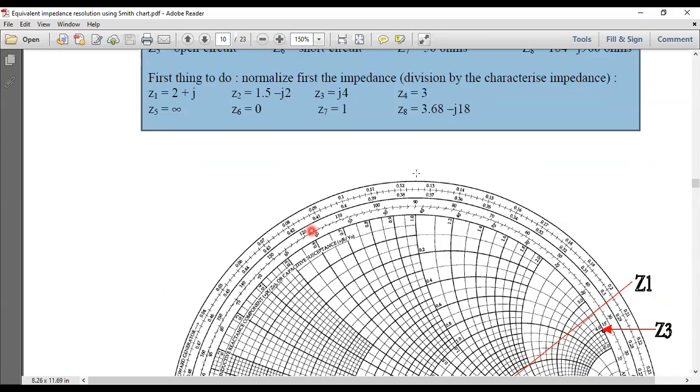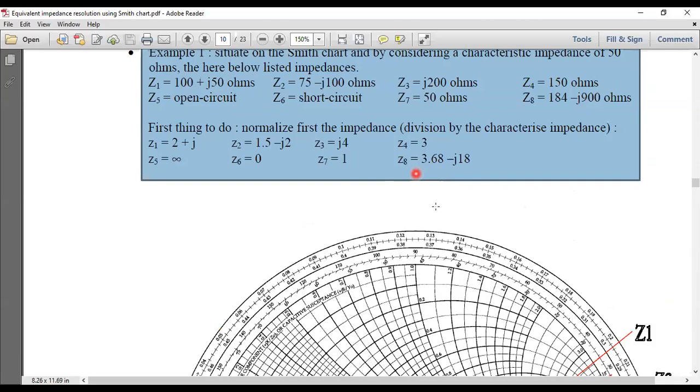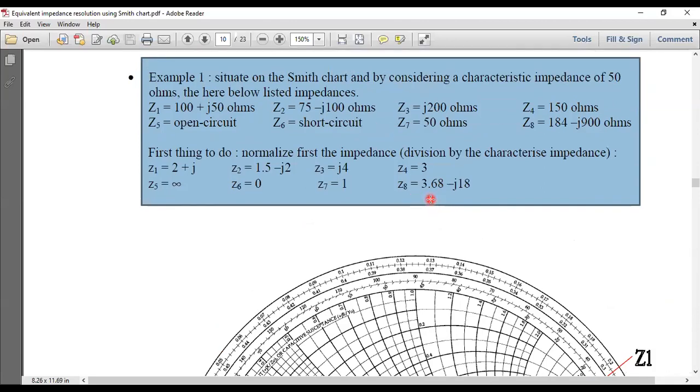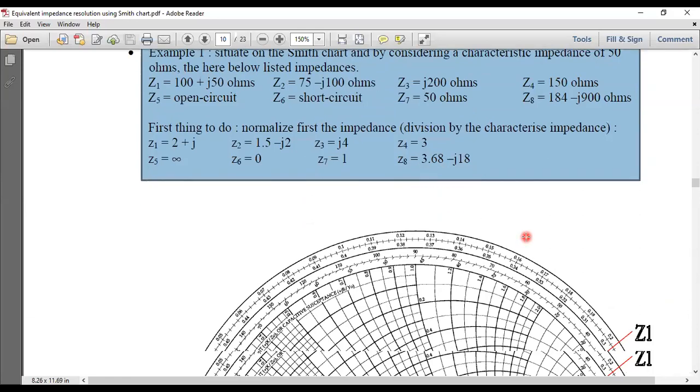Then the last one. Now the last one is somewhat critical. Here you have to take some approximation. 3.68. In the problems you get such numbers. So how can you do the approximation? That is required here. 3.68 minus J18. So if your number is large, then you have to do some approximation. So how will we do it?